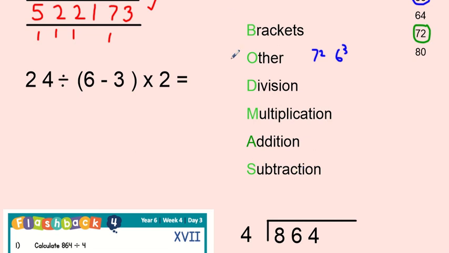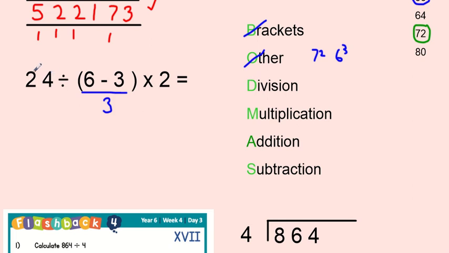So the first thing we have to do is see if there are any brackets in the question. We've got brackets here, 6 subtract 3. So I have to do that calculation first. And 6 subtract 3 is 3. I'm going to jot that down so I don't forget. Okay, we've done the brackets. Let's have a look. Are there any squared or cube numbers? No, not in this calculation. Is there anything I need to divide, any division?